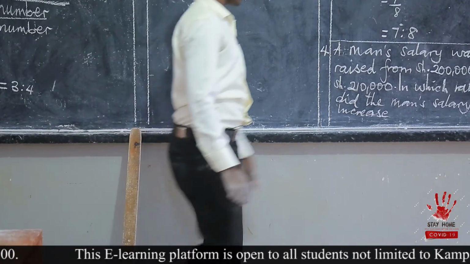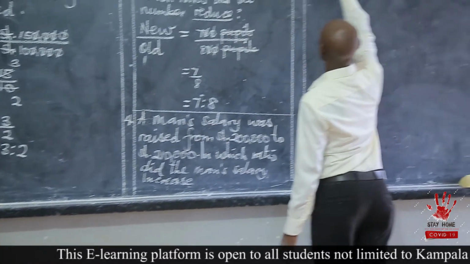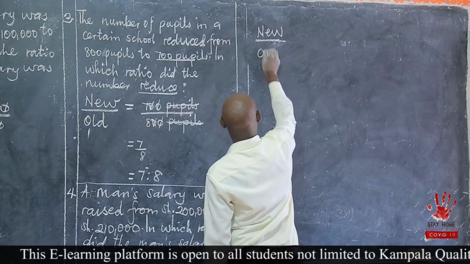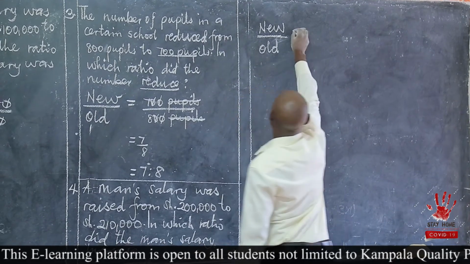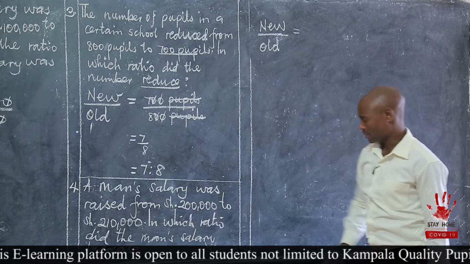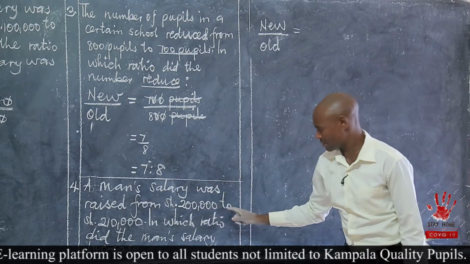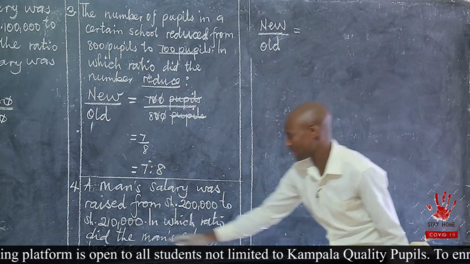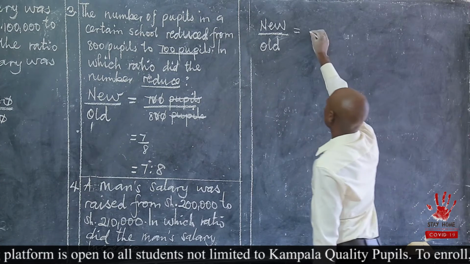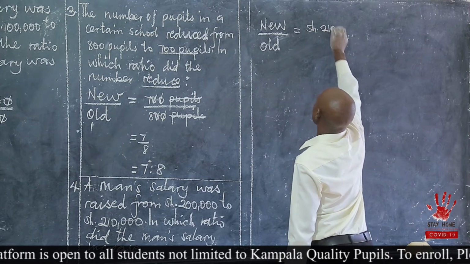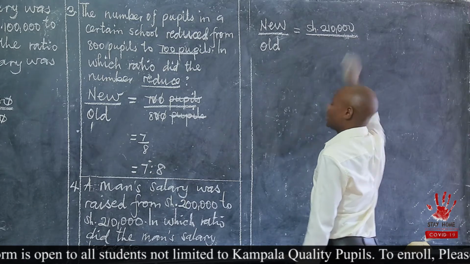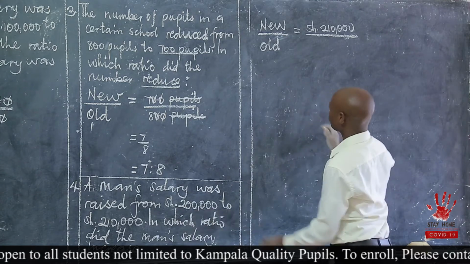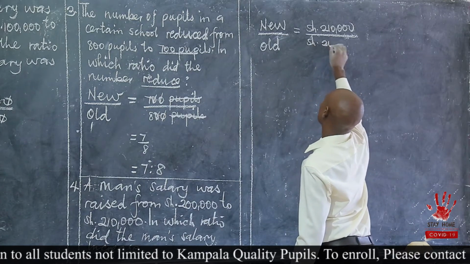So in this case, we are going to identify his new salary. Then we divide it by his old salary. When you look at this, which one is his new salary? Is it 200,000? 210. Which one is his current salary? His current salary is 210,000 shillings. So we shall have 210,000 shillings. Then we divide it by his old salary. Previously, he was getting 200,000 before his salary was increased.